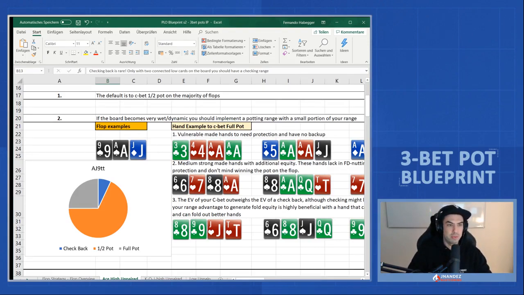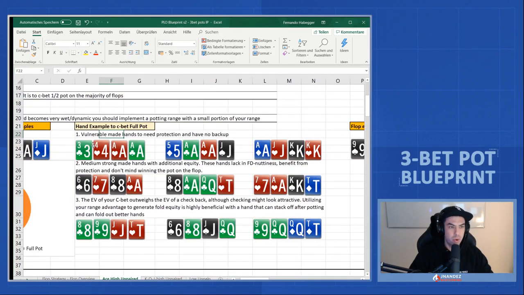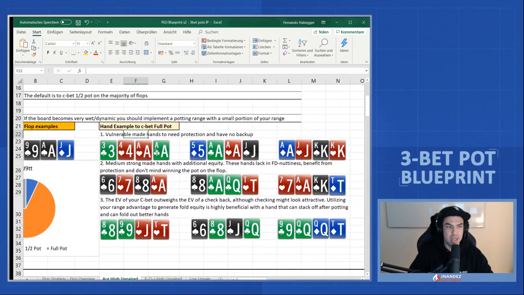So on this board, as we saw in the shortcuts, we should have a potting range and we should have a half potting range. Here are some examples of hands that are potting, and they are broken down into three major categories. First, we have vulnerable made hands that need the protection because they have no backup. So that would be a hand like top set, Ace, Ace, 3-4, with no flush draw, no backdoor flush draw, and no straight draw. Ace, Ace, Jack 5, again, no backup, blocking their own boat outs by holding a jack.